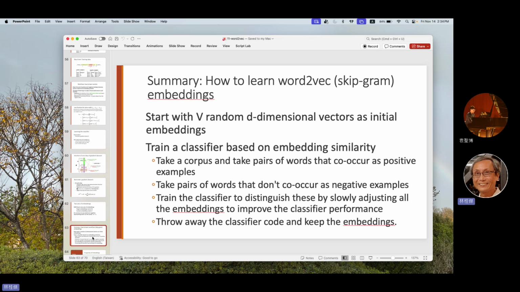Okay, and if we go through everything, take all pairs of words, with the negative examples as well, then we can come up with the loss function to update the classifier in our training. Then we'll slowly adjust all of the embeddings to improve the classifier's performance. And then eventually, after we have gone through this time and time again, we'll be able to find the specific location for each of the words in the hyperspace.